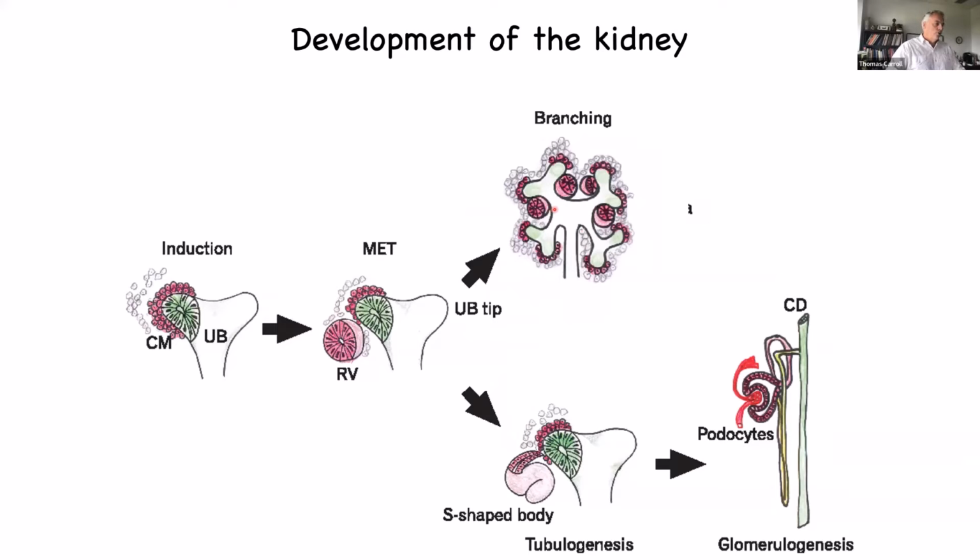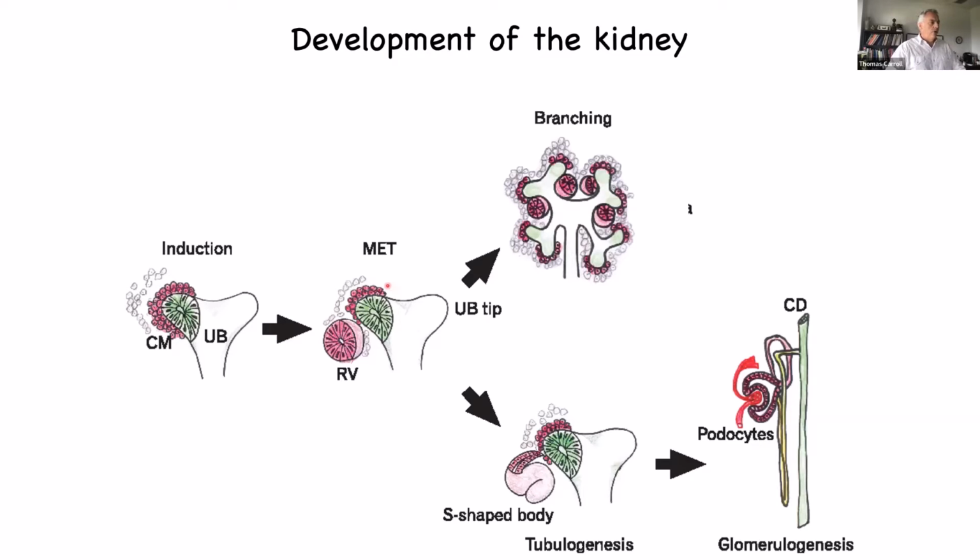dichotomous branching morphogenesis, and in some cases trifurcations, but mostly dichotomous branching morphogenesis, so that each ureteric bud tip becomes 2. So 1 becomes 2, 2 becomes 4, 4 becomes 8, etc., during the entire embryonic period. Now, sitting next to the ureteric bud tips is a population of what we call the metanephric mesenchyme.